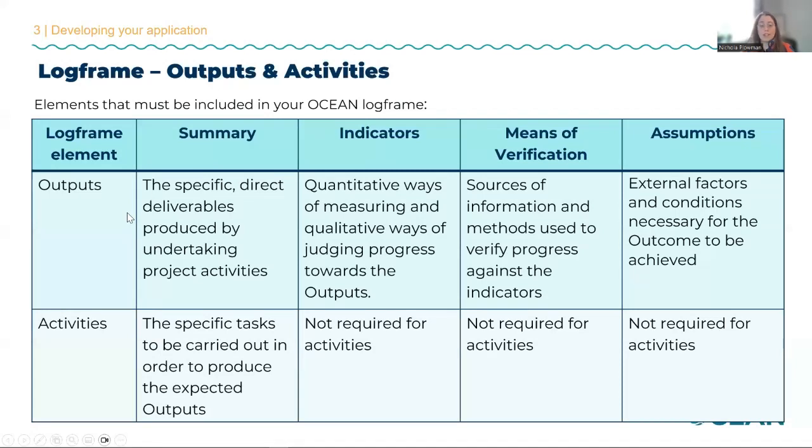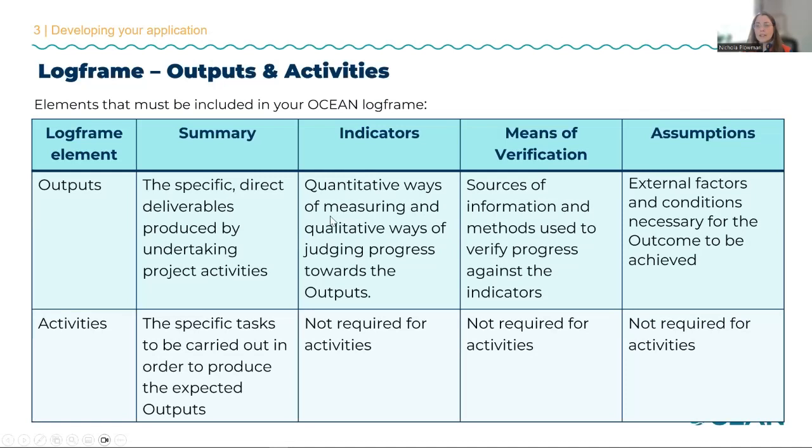So just coming on to the definitions for those that might not be so familiar with log frames. When we talk about outputs, these are the specific and direct deliverables produced by undertaking project activities. And for each of your outputs, we ask you to supply indicators, and these can be quantitative or qualitative ways of judging your progress. We also ask for means of verification. So these are the sources of evidence that you're going to use to verify your progress against these indicators. And we ask you to, again, map out the assumptions that you're making.